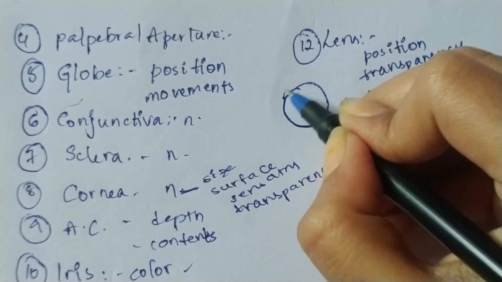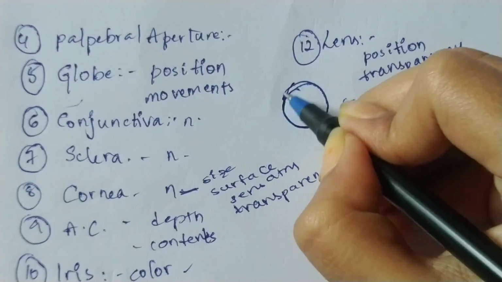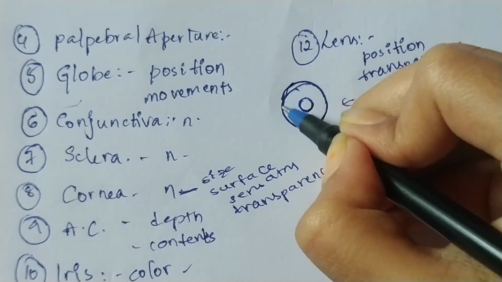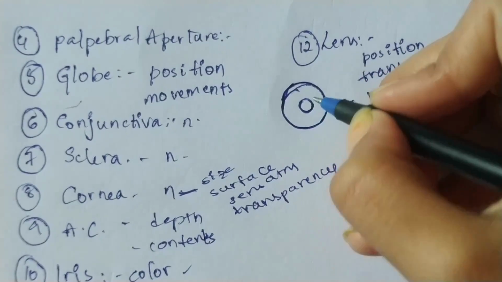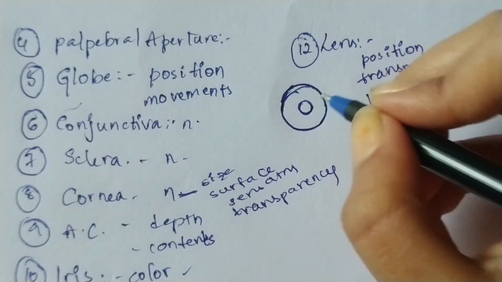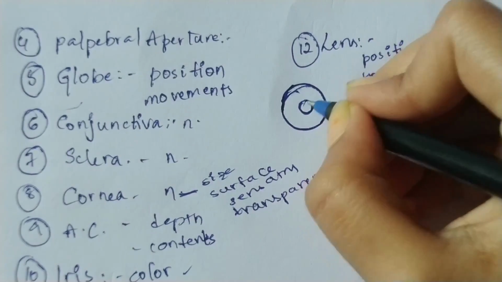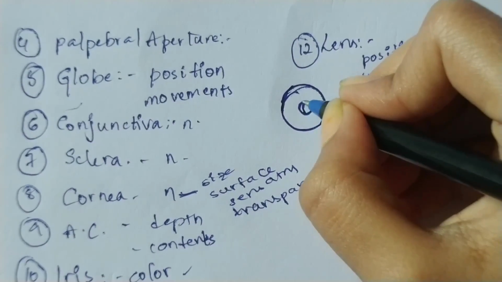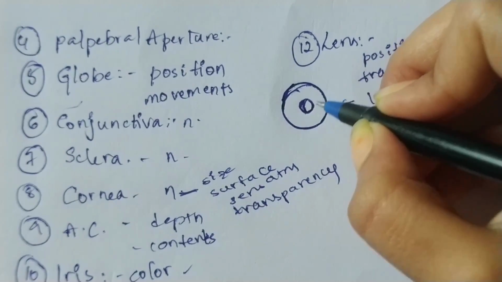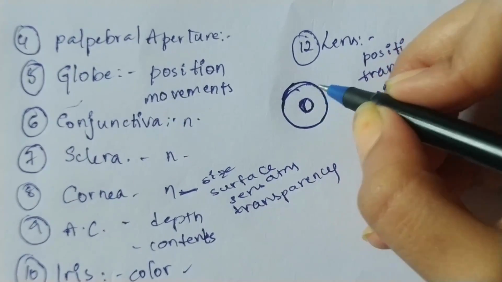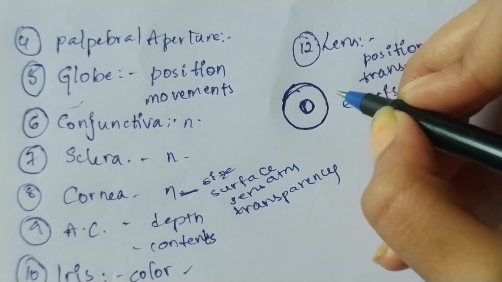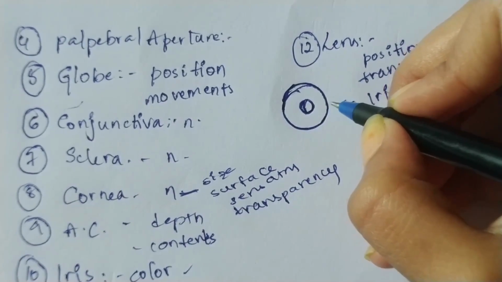We will make iris here. This is pupil, and we will see the lens through this pupil, right? And if you do oblique illumination, you will observe some shadow like this on the lens. It is seen only in immature senile cataract. Okay?